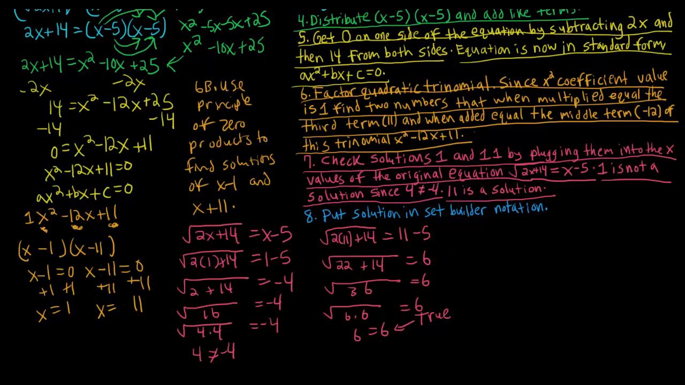So for step 8, we can just go ahead and put the solution in set builder notation. So just put 11 inside the curly brackets, and that's your answer.